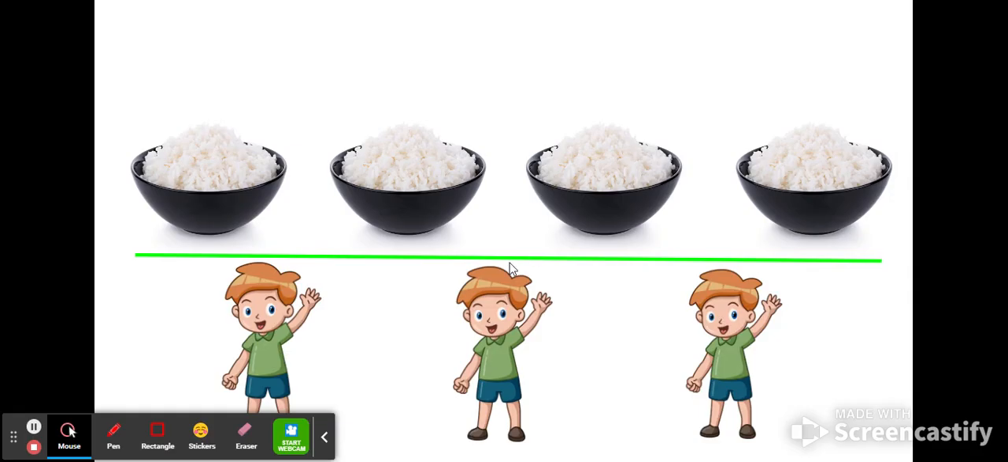Now, here's a slightly trickier problem. What happens if you can't evenly divide it up? Well, it's no big deal.